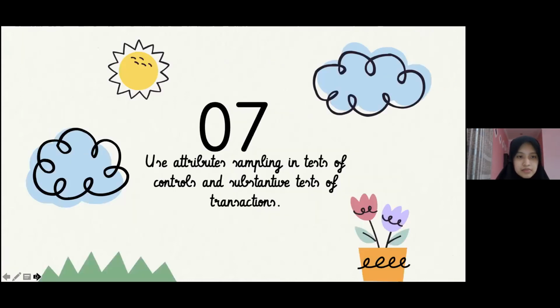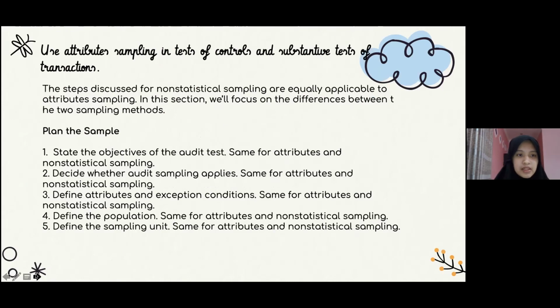The next part is part 7, the use of attribute sampling in tests of controls and substantive tests of transactions. The steps discussed for non-statistical sampling are equally applicable to attribute sampling. In this section, we focus on differences between the two sampling methods.